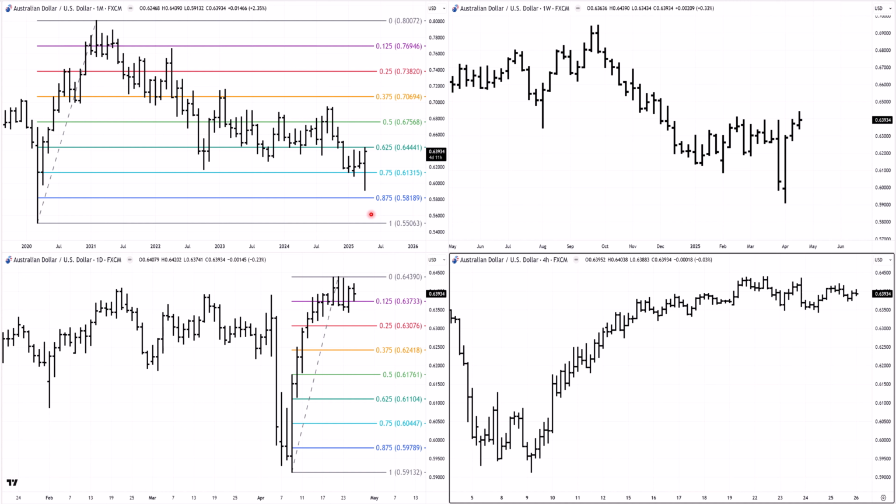That will be interesting to see how high the Aussie can go in the next couple of weeks or so. We do have an election here in Australia on the 3rd of May, next Saturday. So that could have some interesting connotations for the Australian dollar as well. However, I'll be looking purely at the charts.